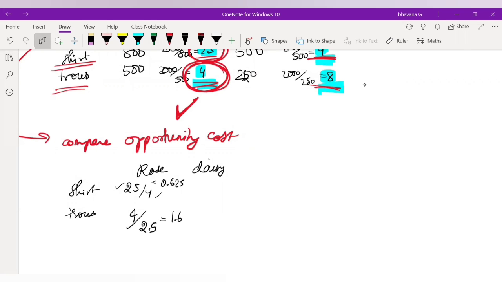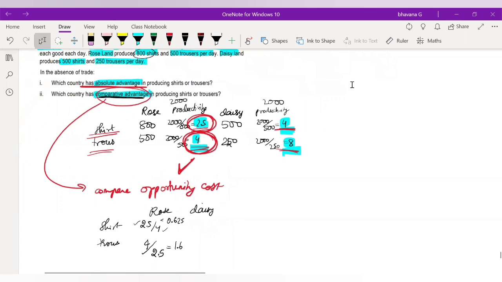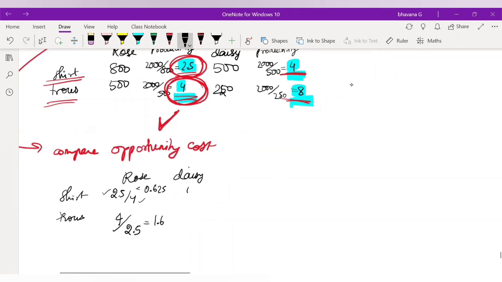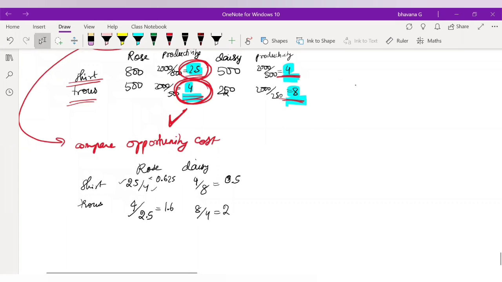Okay. For Daisy, what will happen? 1 second, guys. Yes. For Daisy, if it is producing 4 shirts, it will have to give up producing 8 trousers. So this will be an opportunity cost of 0.5. The same way, if it is going to produce 8 trousers, it will have to give up shirts, that is 4. So here the opportunity cost is 2. Like this, if you do, you'll get the opportunity cost. So whoever has the least opportunity cost, they only have the comparative advantage.